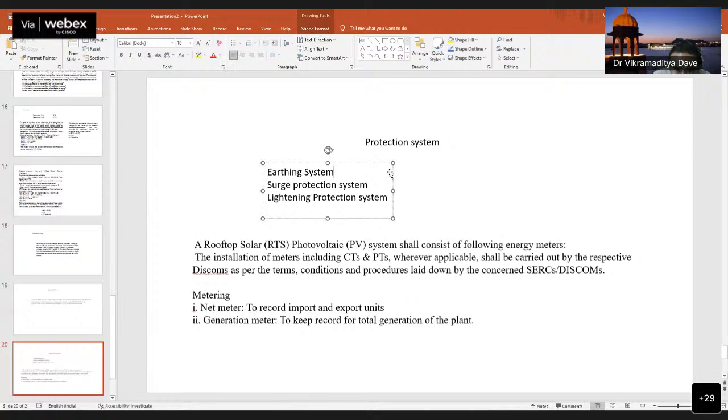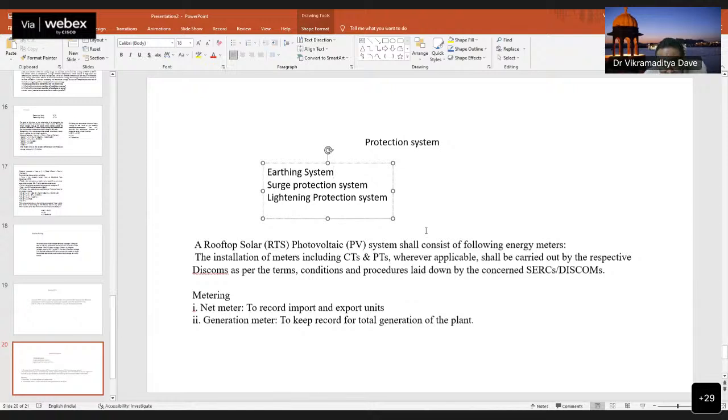So SPD, this short form is called surge protection device. SPDs are installed at the AC output end, so that if any type of surge comes from the grid, the SPD will break and it will save your solar PV system. The third and the most important is the lightning protection system.